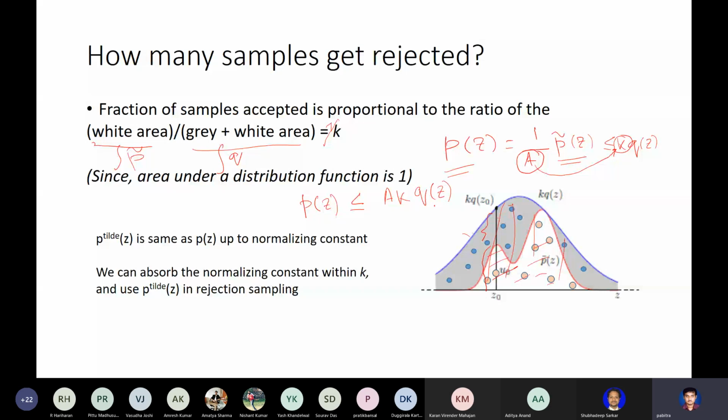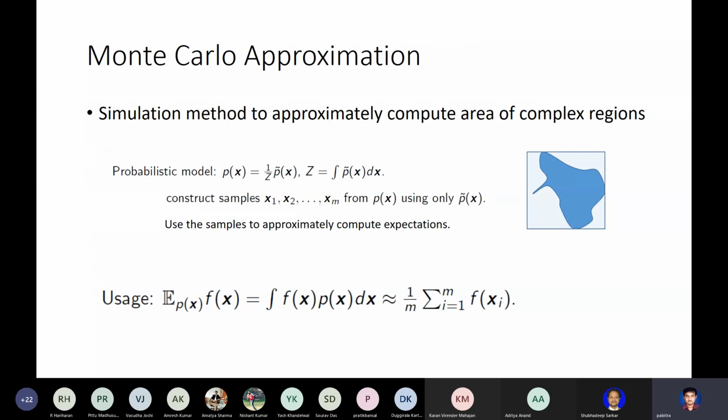Only your rejection ratio will alter, but you will get the same distribution. Your rejection ratio will only change. So basically you can also reconstruct the actual distribution p(z), not just P tilde(z). And we have seen that the acceptance ratio is proportional to 1 by k. So the tighter your k is, the better approximation and better efficiency you get in sampling. So this principle is known as the Monte Carlo approximation principle.